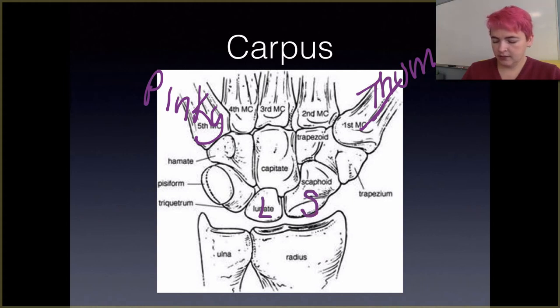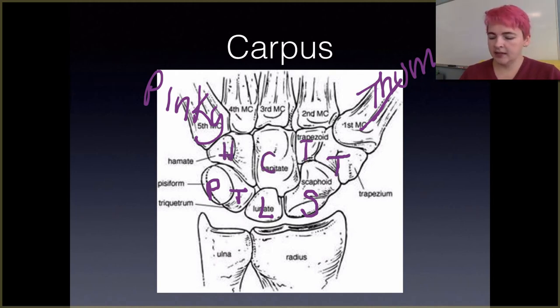The first, if we start on the thumb side, closest to the radius and ulna, we have the scaphoid, lunate, triquetrum, pisiform. Then going back to the thumb, closest to that thumb bone, we have the trapezium, trapezoid, capitate, hamate.